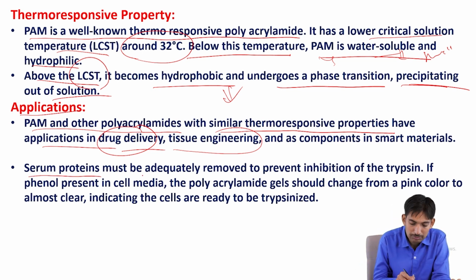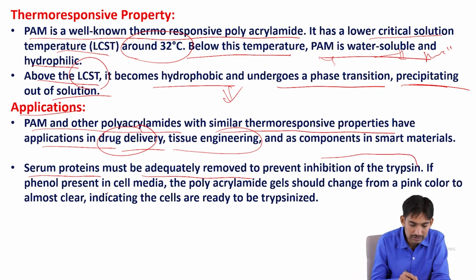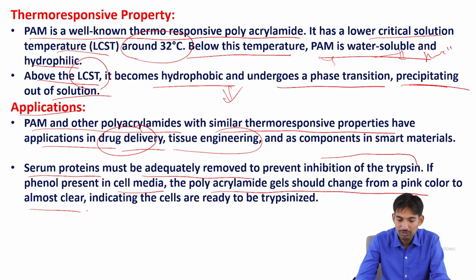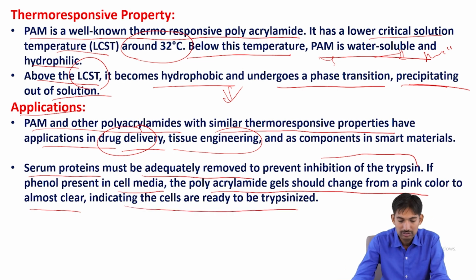Serum proteins must be adequately removed to prevent inhibition of the trypsin. If phenol red is present in the cell media, it should change from pink color to almost clear, indicating the cells are ready to be trypsinized.